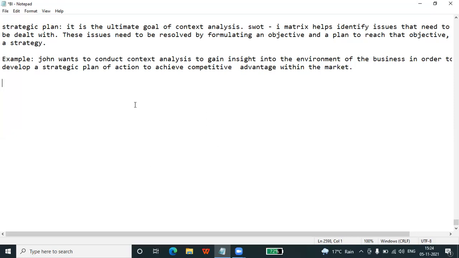Next, we will define the market. First step is to define a market for analysis. John decides that he wants to focus on small business consisting of at most 20 employees.